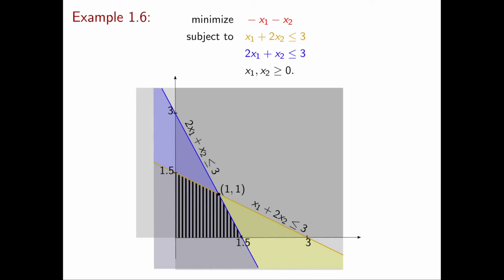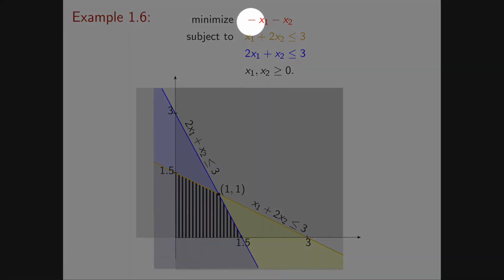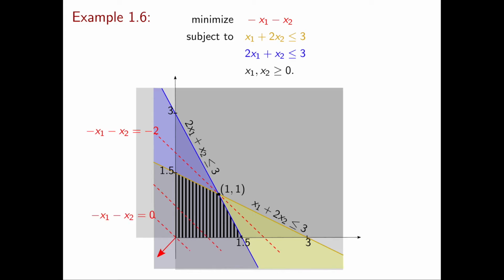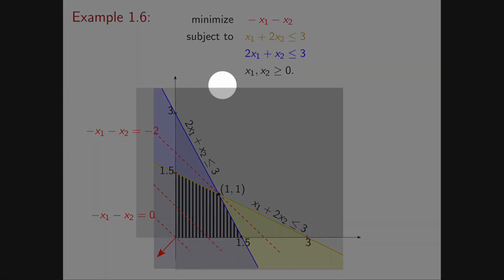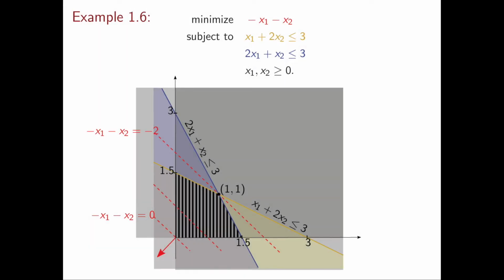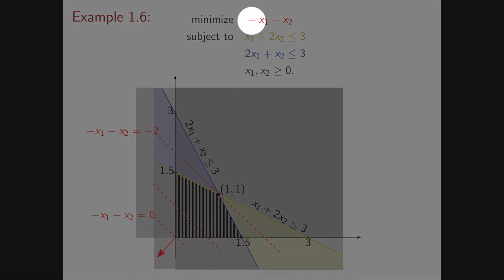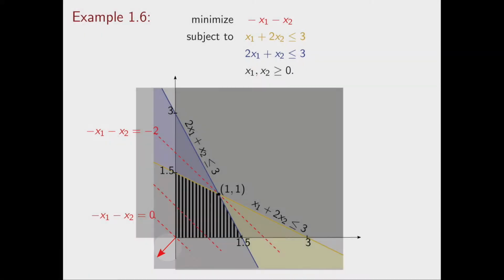Finally, we also want to visualize the objective function. In order to do this, we visualize the family of lines minus x1 minus x2 equal to some b. We know that we obtain a family of parallel lines. For example, with the right-hand side of minus 2, you will obtain this line, and with the right-hand side 0, you will obtain the parallel line passing through the origin. One important thing to notice is that the vector of the left-hand side, which is (-1, -1), visualized over here, always points in the direction where the right-hand side increases.